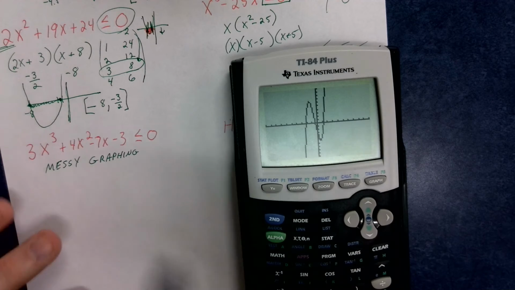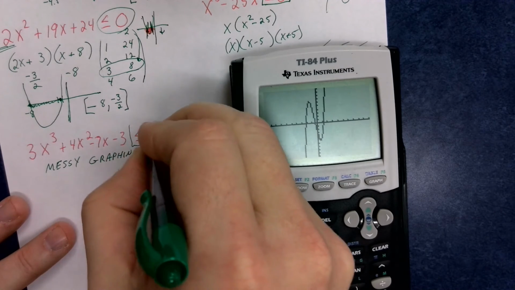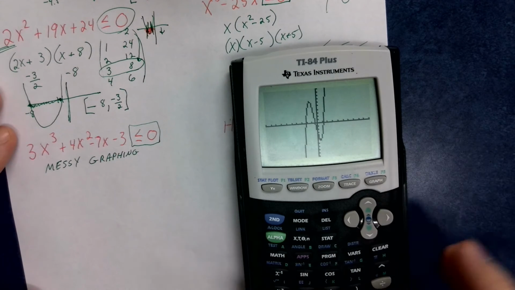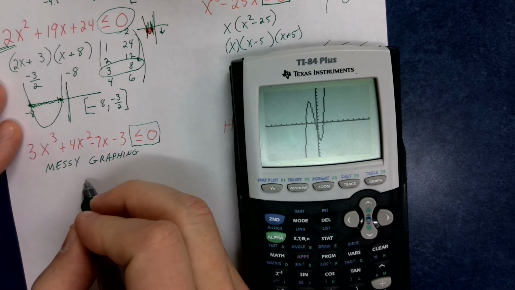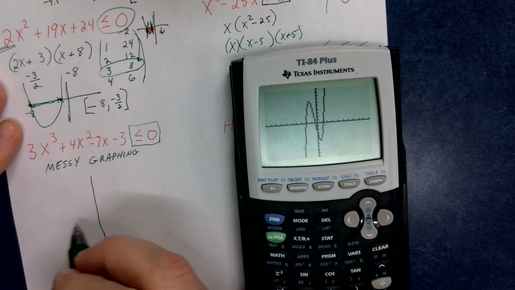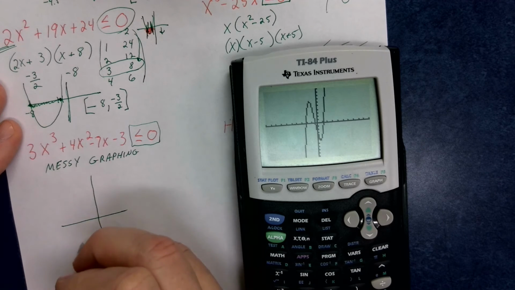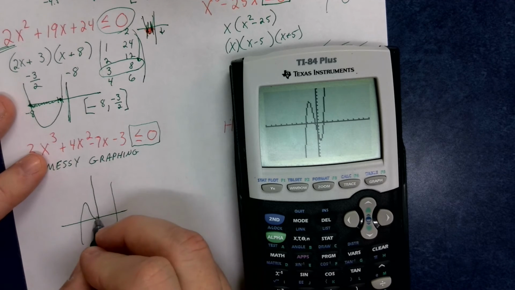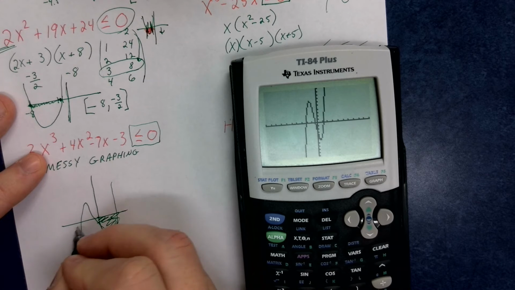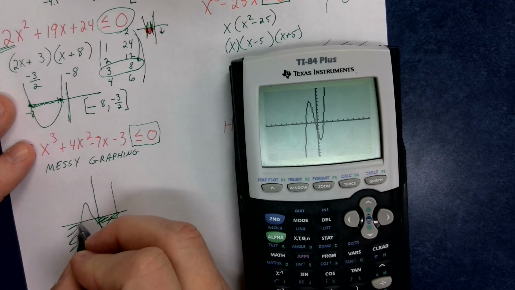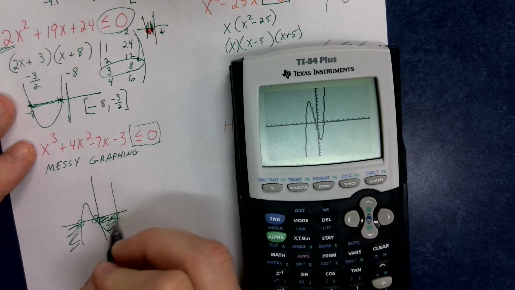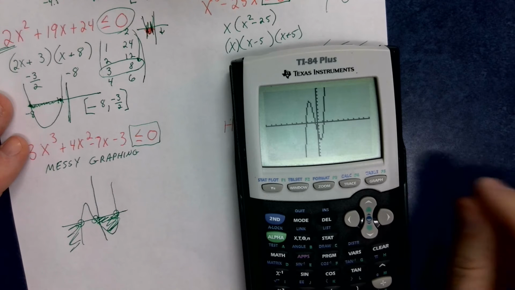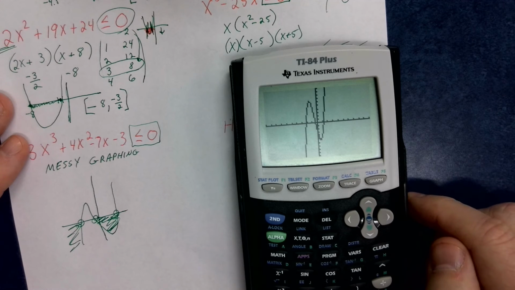And I want to know when it's less than or equal to 0. So let me just do a quick little sketch over here. It's going to do something like this, right? So less than or equal to 0 would be all of this and everything from here on. So I need to find this point, and this point. And those are all zeros on the calculator.